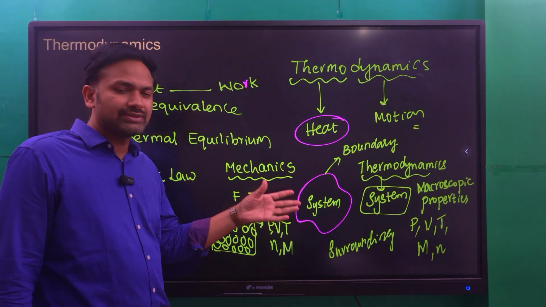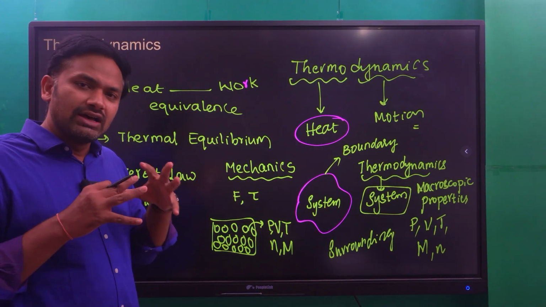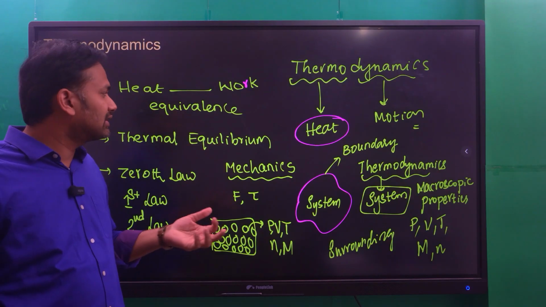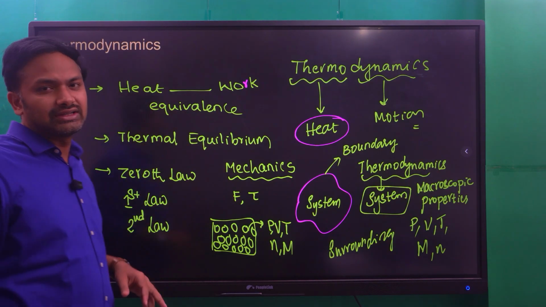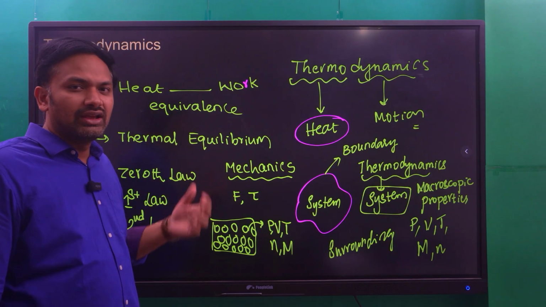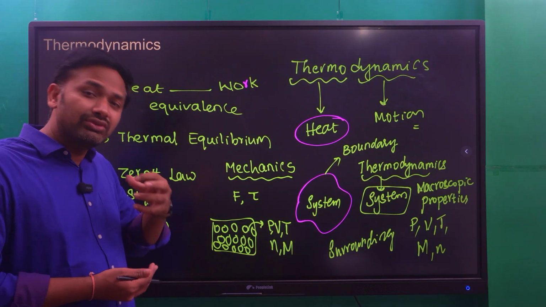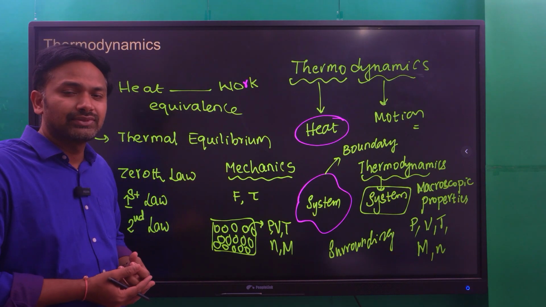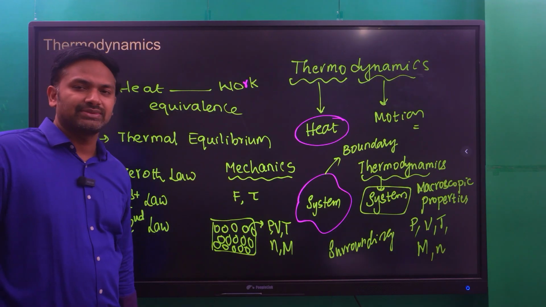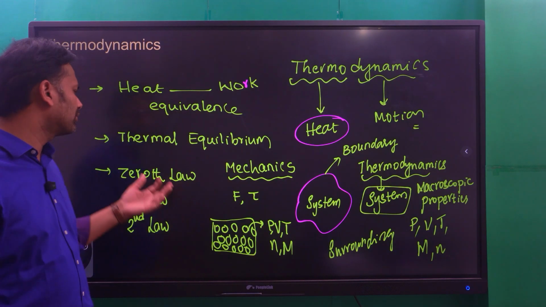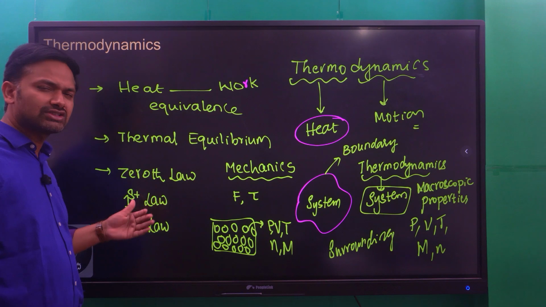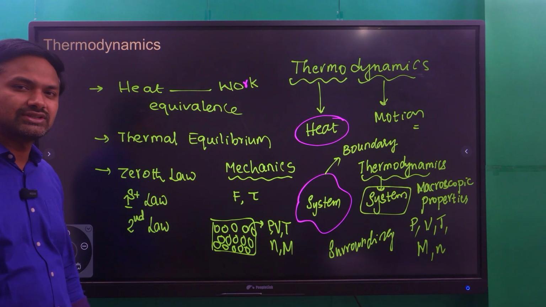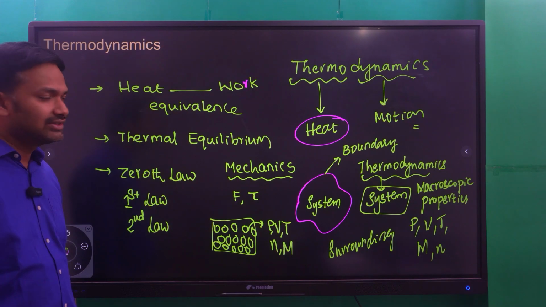For this chapter, thermodynamics, we will be observing the large scale view, or a surface level concept. What is that? Heat and work done, and the relation between these two, how heat and work done are related. Those things will be discussed in this chapter. And moreover, we have thermal equilibrium, the zeroth law, first law and second law. These are all concepts we are going to discuss in this chapter as well. Understood?